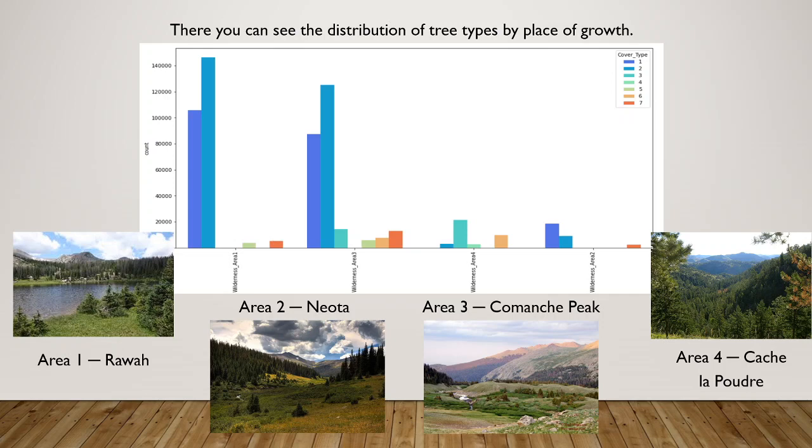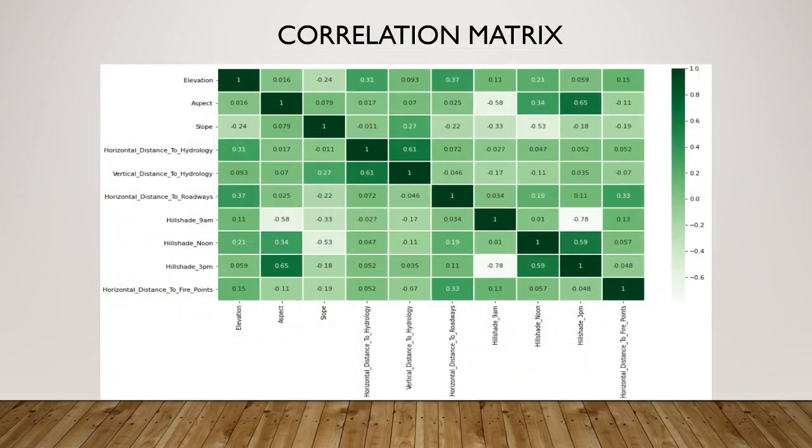There you can see the distribution of tree types by place of growth. Below the diagram you can see panoramas of each area: Rawah, Neota, Comanche Peak and Cache la Poudre. And the correlation matrix. As can be seen from the matrix, a high relationship is observed between the values of hillshade 3 pm and hillshade 9 am, aspect and hillshade 3 pm, horizontal distance to hydrology and vertical distance to hydrology, and so on.